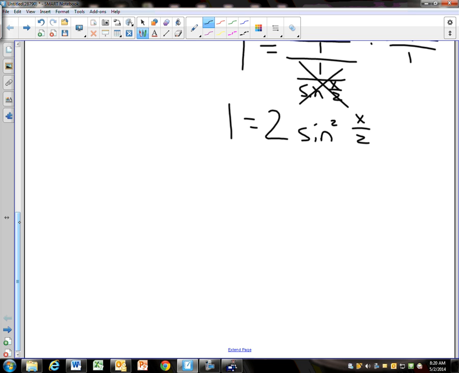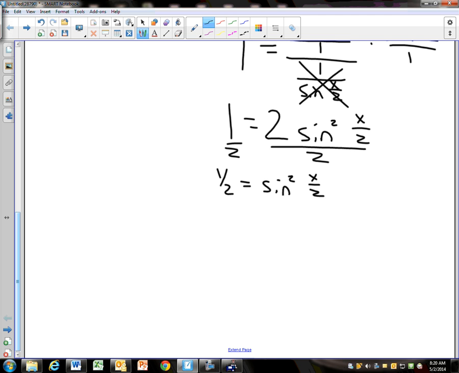What do I gotta get rid of first? I got 3 things. I gotta get rid of 3 2's. Which one do you get rid of first? Yeah, the one on the outside. So get rid of 2, divide by 2. A half is equal to sine squared of x over 2.